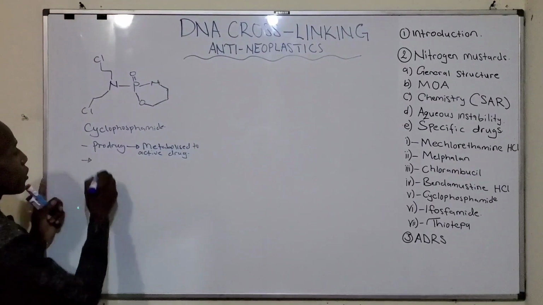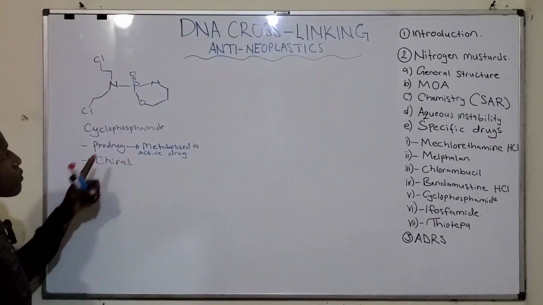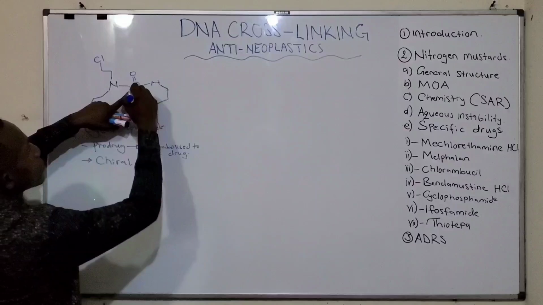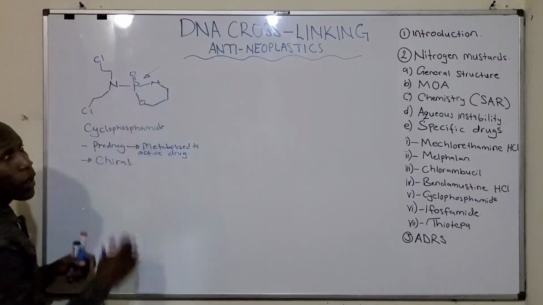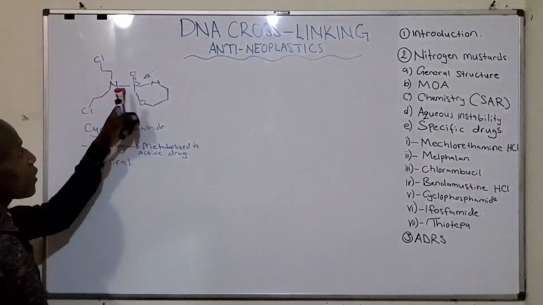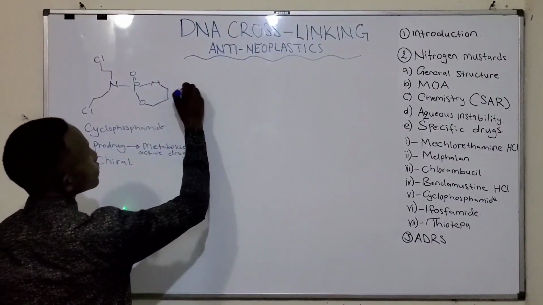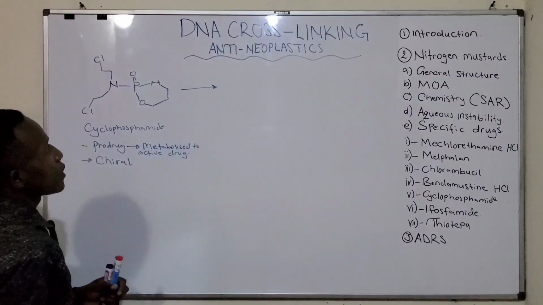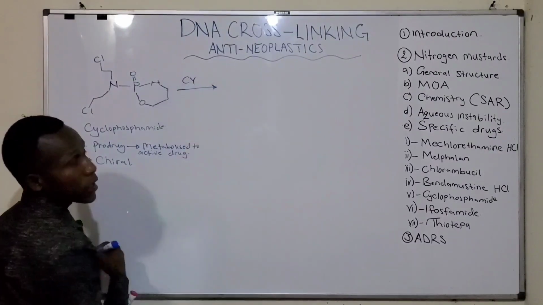It's chiral at this group. It's chiral because we have 1, 2, 3, 4 different atoms attached to the phosphate group. This drug undergoes activation first by the CYP450 enzymes.